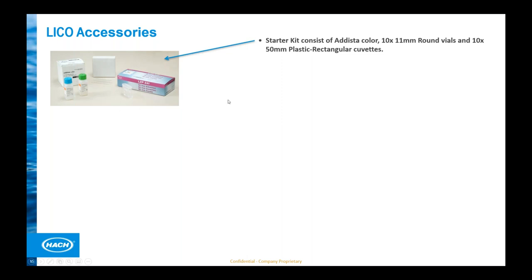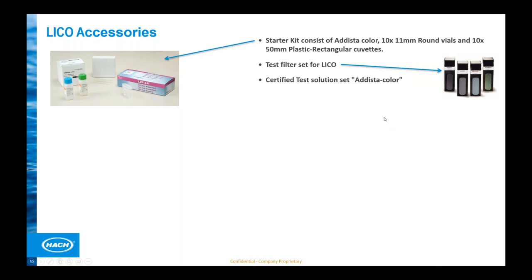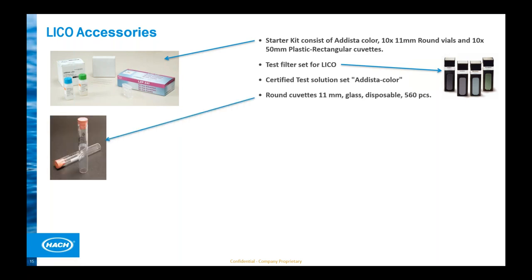So this is the starter kit with different round cuvettes, and also the rectangular, we call it plastic cuvettes, visible here. What else do we have? This test kit, filter test kit, which we have seen in operation on the LICO a couple of minutes ago. Then the certified test solution set for Adista color, for having measurements, testing the functionality and whether also the handling is so far okay. Round cuvette, 11 millimeter, all disposable.